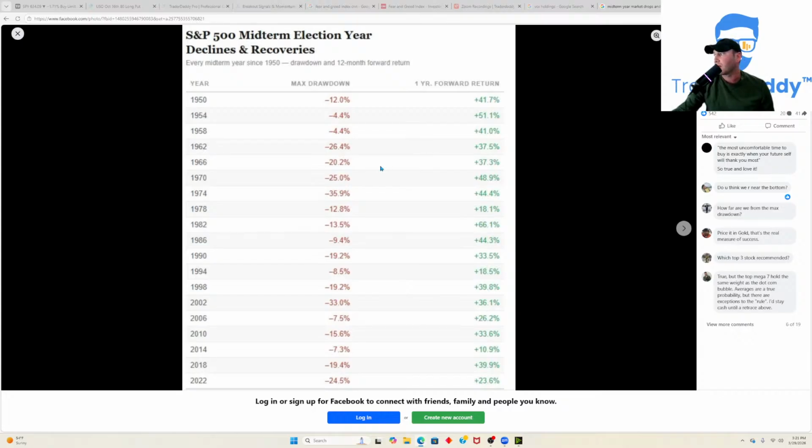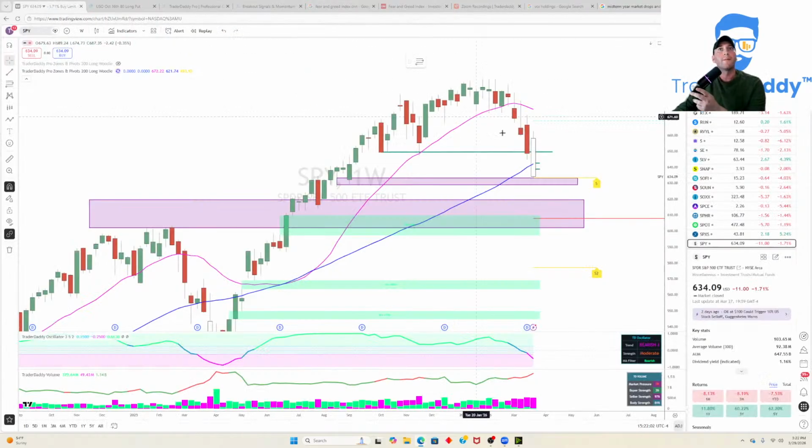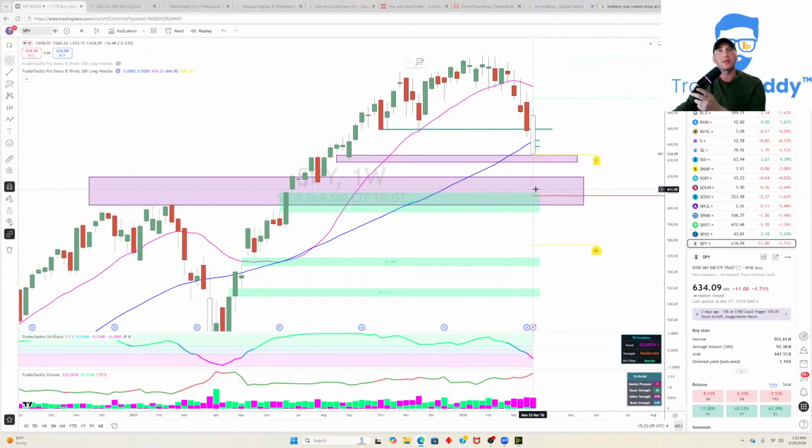But yeah, this is a pretty interesting chart right here. Every year from the midterm, we have gone up the next year. So, but this is the last big area of buying right here at this 610 level on the weekly. So, at least at this area, we're going to get a whole lot of support. So, we could go down this far. So, just thought that was a pretty interesting chart to look at.